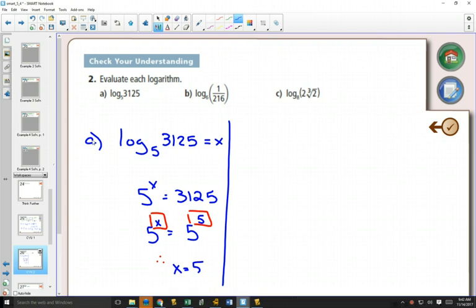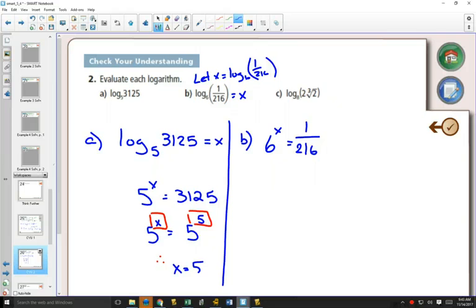Same thing here, log 6 of 216. I would say, let's change this to exponential form. We know the base is 6. We don't know what the exponent is. If we let this equal x. Now, on the exam, sometimes they're fussy when you introduce an x that isn't there before. So it's not bad to say, let x equal log 6 of 1 over 216. So you're saying, this is what I'm going to make x equal to. I'm defining it, and then I can use it.